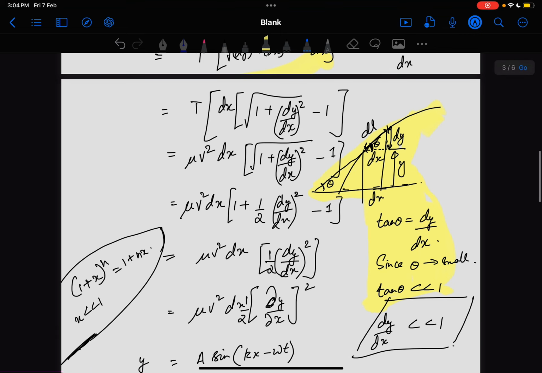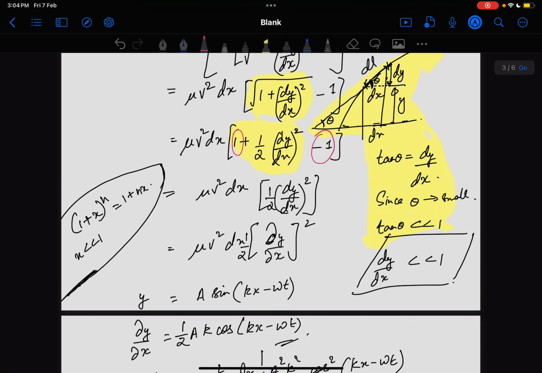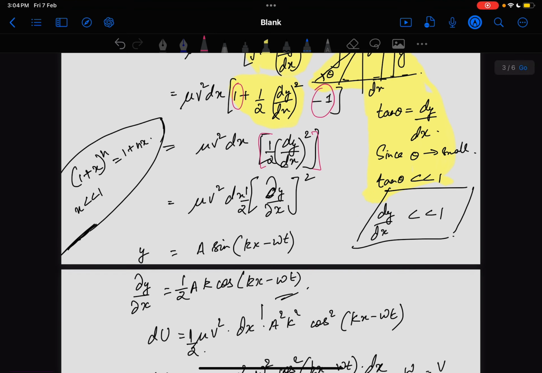So therefore we apply over here the binomial approximation. 1 plus x the whole power n is nothing but 1 plus n times x, where n is nothing but 1 by 2, right? Minus 1 plus 1, that will get cancelled over here, and you will only be having this half of (dy by dx) the whole square, half of mu v square into this term over here.